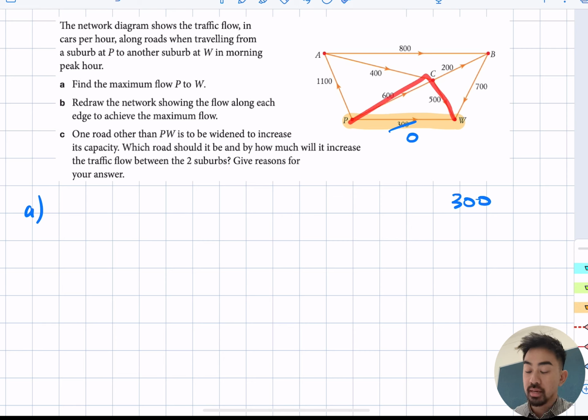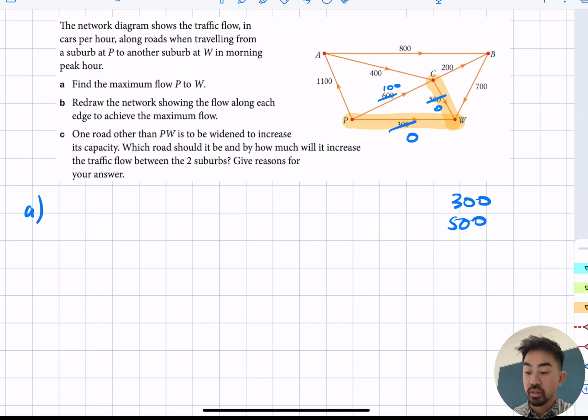So the next one, P to C there. The smallest number through there, going from P, C, W is 500. So I'm going to write down 500 and subtract that from the original edge. So 500 minus 500 is 0, 600 minus 500 is 100. And once again, I'm going to highlight the edge that is 0 because I can't use that anymore.